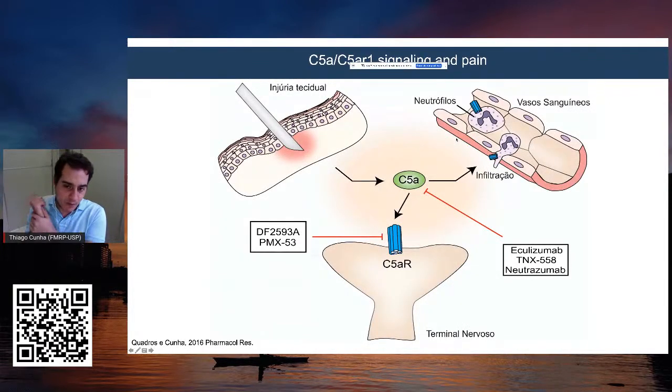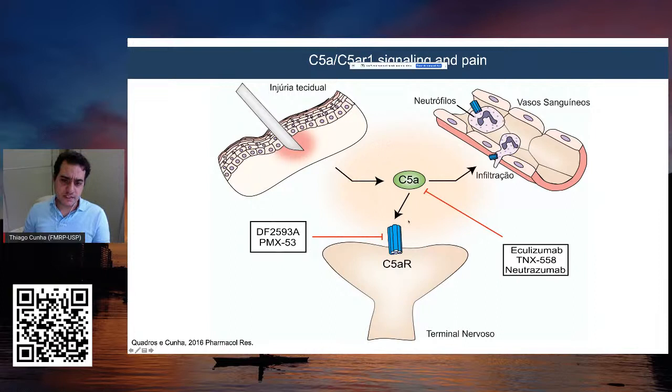So one mediator that our lab has been interested in for the last 10 years is the complement system, especially C5a. We demonstrated that C5a is important for inflammatory pain. In this context, there is some evidence that C5a can drive the infiltration of neutrophils. There is also some evidence in the literature showing that the C5a receptor must be expressed by sensory neurons.